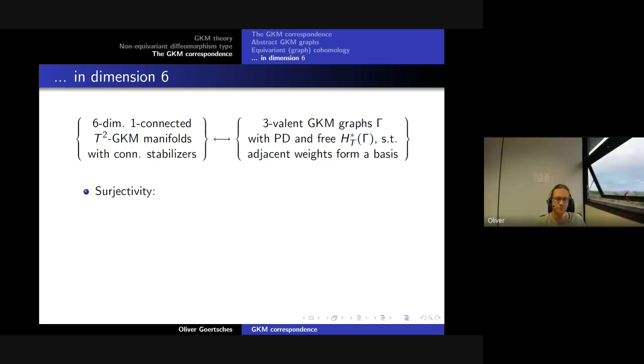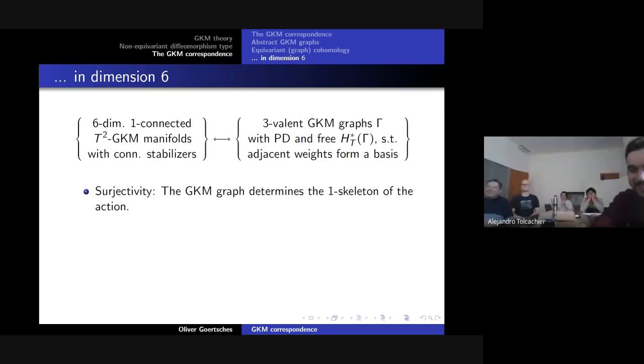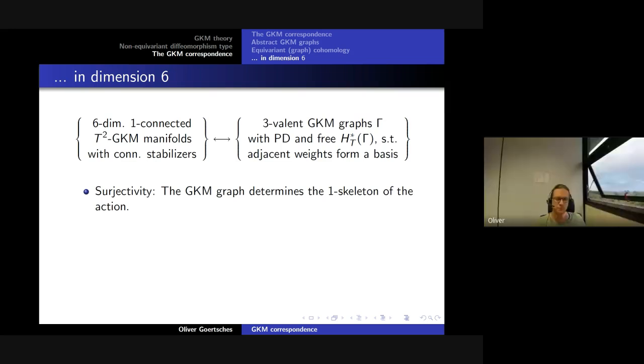So surjectivity roughly goes like this. The GKM graph determines the one skeleton of the action. We have this graph. We just replace every edge by a two-sphere, and how the torus acts on it is determined by the labels. So we have the one skeleton of the action. Then we can thicken this a little bit. We can make this 6-dimensional. This was already done in the almost complex setting by Gilliman and Zara. So this roughly already existed.